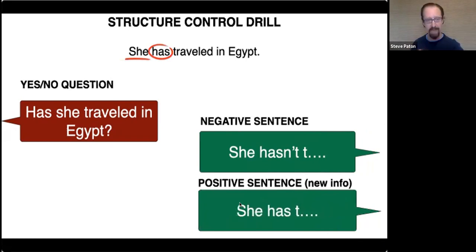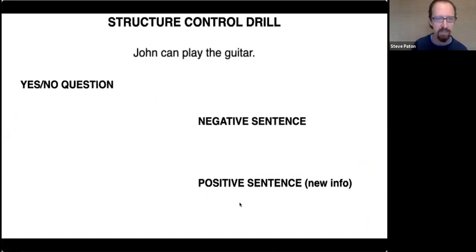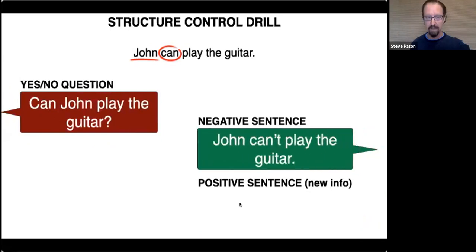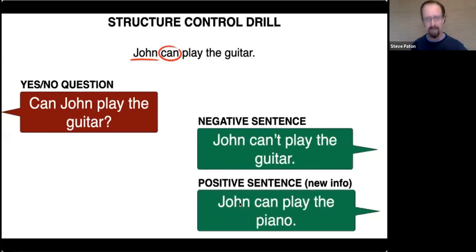And they go to the next sentence down that page that I just showed you. And the next sentence might happen to be, John can play the guitar. Oops, here we are. John can play this. Can John, can't play? Can John play it? So ask a yes/no question. Can John play the guitar? John can't play the guitar. He can play the piano, right? Something like this. So this sort of idea of drilling.